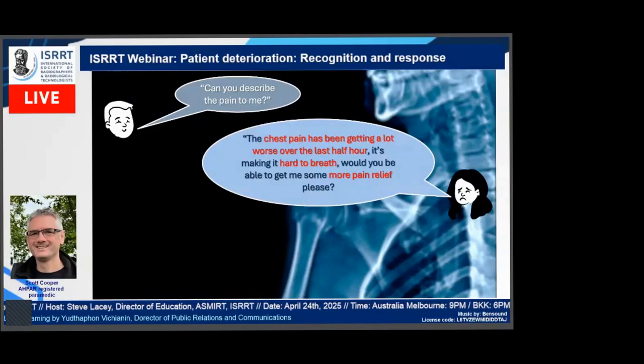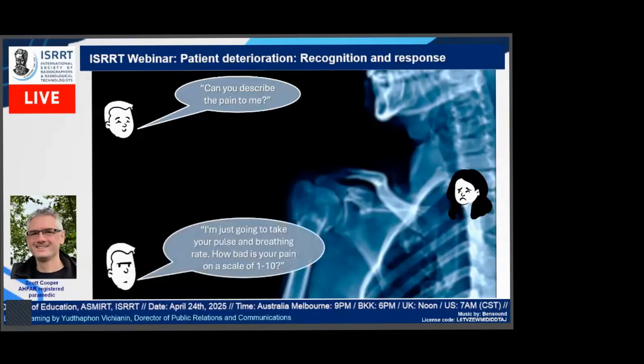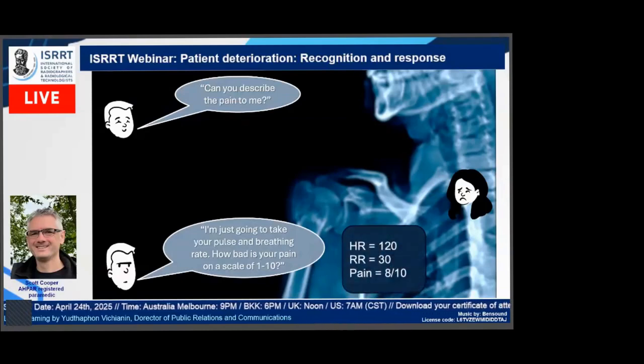Another red flag there. It's making it hard to breathe. Another red flag. And she's asking for more pain relief, which is another red flag as well. So what he does now is he just takes her pulse and her breathing rate and asks her to rate her pain on a scale of 1 to 10. And the results you get are that her heart rate's 120, her respiratory rate's 30, and her pain's now 8 out of 10. And he knows that's not normal for someone who's just sitting in a chair.